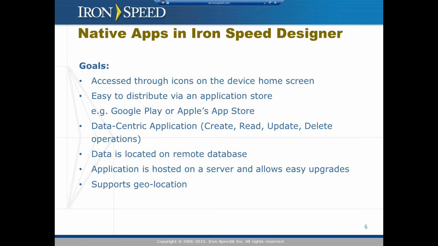So the goals of native applications inside Iron Speed Designer are what the definition of native applications is. These applications should be accessed through icons on the device home screen. Meaning, literally clicking on the icon, you should be able to open the application, and people should be able to communicate with the application. This application should be really easy to distribute to the App Store. Once the application is generated, it should reduce the amount of testing time and maintenance time, and it should be very easy to deploy an application to the App Store.